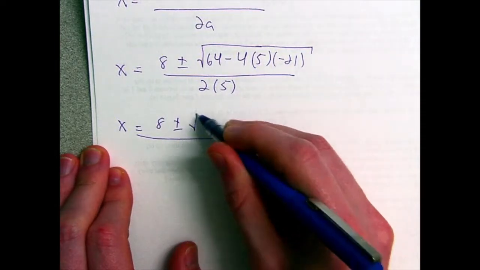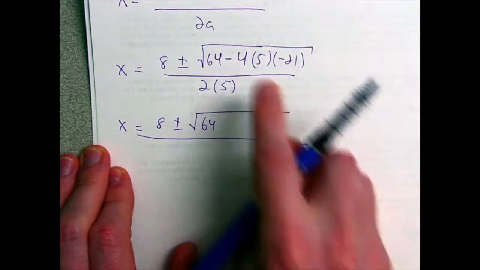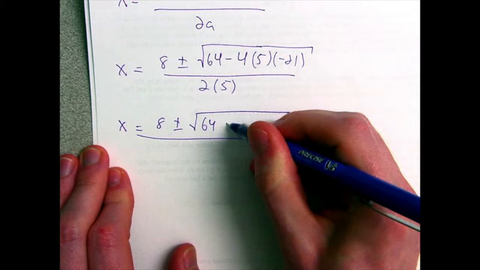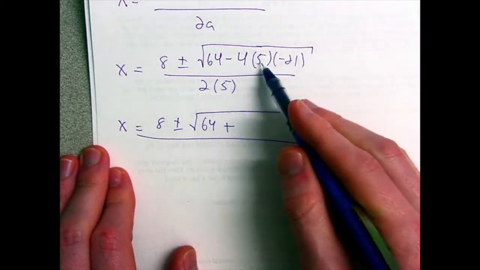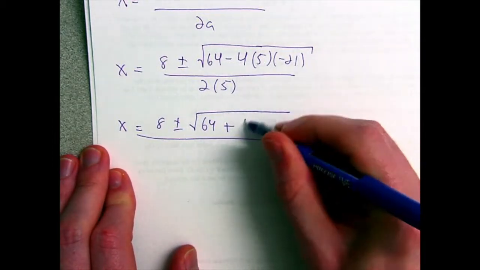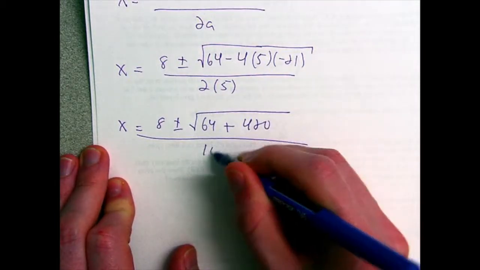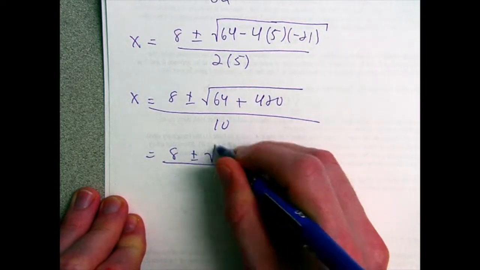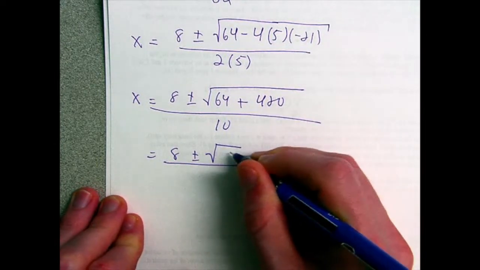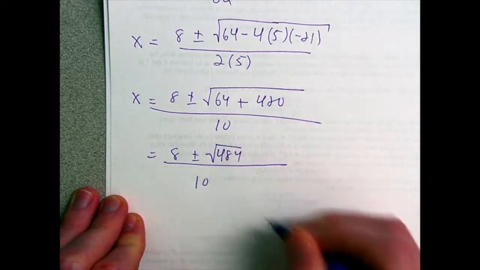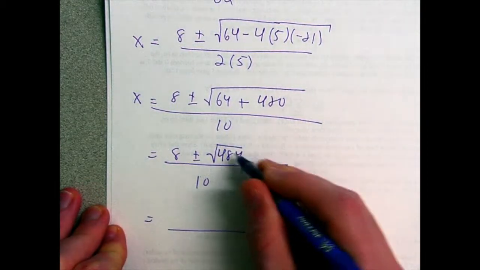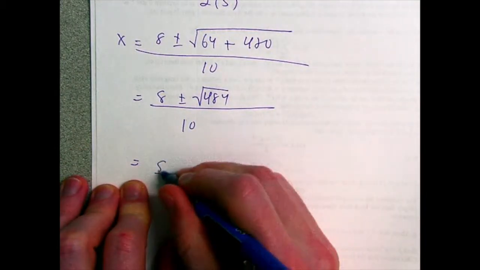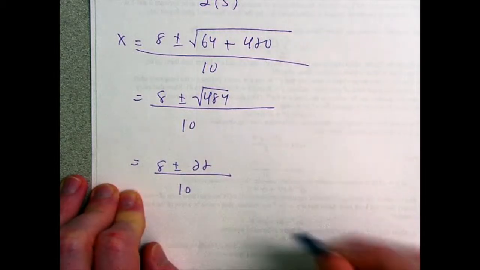So what is this? So I have 64. So this expression here, because of the two minus signs, is going to be a plus. Well, plus what? 4 times 5 is 20, times 21 is 420, all over 2 times 5 is 10. Okay, so I've got 8 plus or minus root 64 plus 420 is 484 over 10. Fortunately, 484 happens to be a perfect square. It's the square of 22. So this is 8 plus or minus 22 over 10.